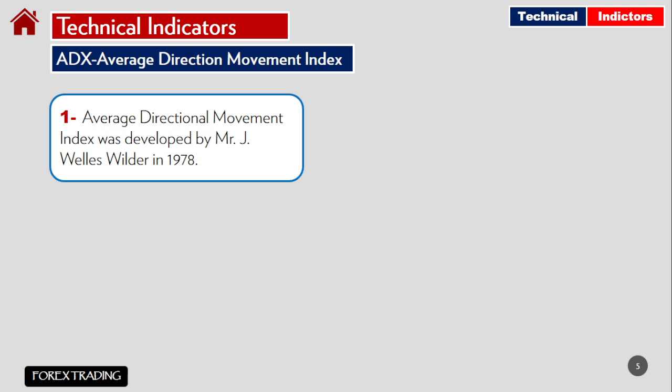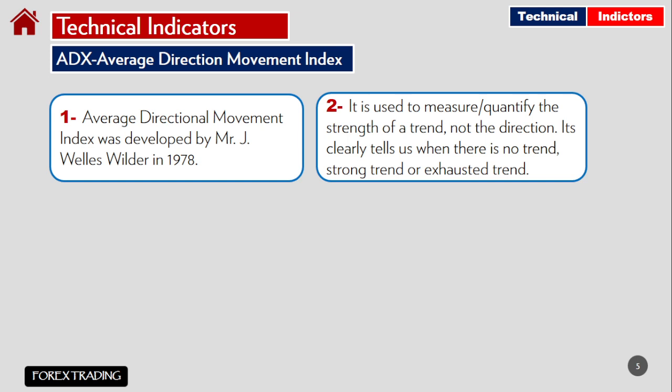So ADX was developed by Mr. J. Wallace Wilder in 1978. What does it do? It is used to measure and quantify the strength of a trend, not the direction. So remember, it doesn't identify the direction, it only measures the strength of a trend. Which way the trend is, bullish or bearish, it has nothing to do with it. It could be either bullish or bearish.